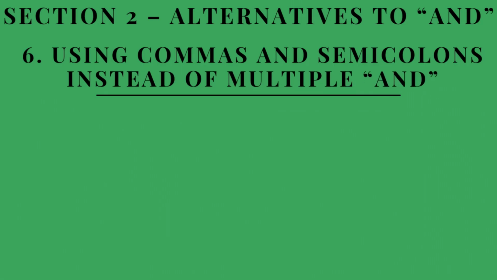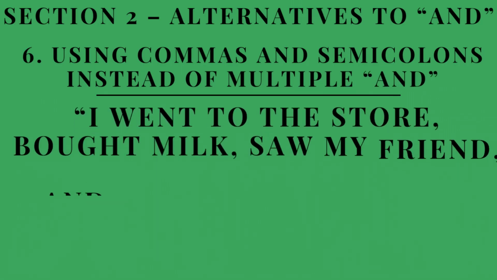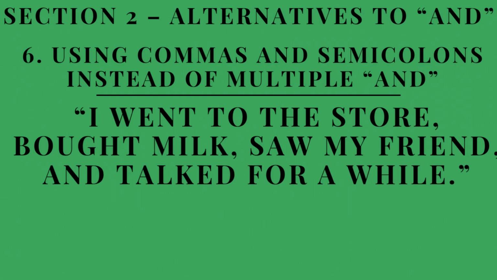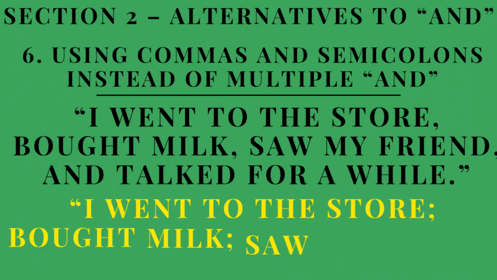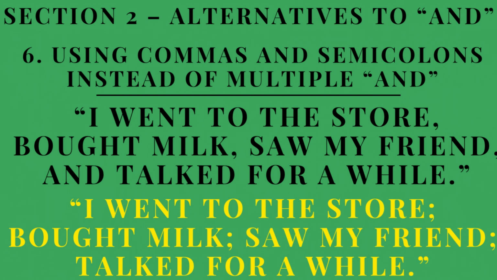6. Using commas and semicolons instead of multiple "and." Example: I went to the store, bought milk, saw my friend, and talked for a while. Semicolon example: I went to the store; bought milk; saw my friend; talked for a while.